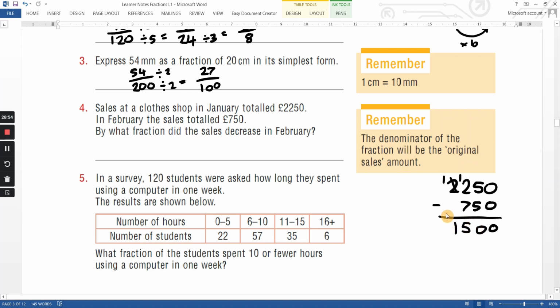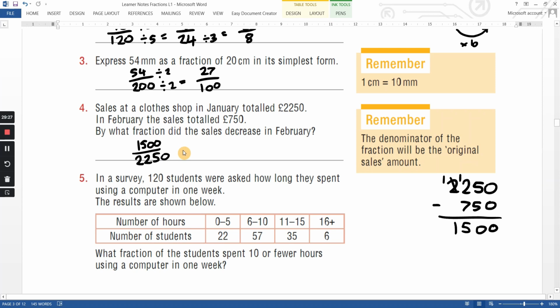1,500. Okay, so it's gone down by £1,500. So what's my fraction? It's 1,500 over the original, which was 2,250. Yeah, originally it was 2,250 in January, so that's what you do it out of. You can leave it like this, or you can simplify it.